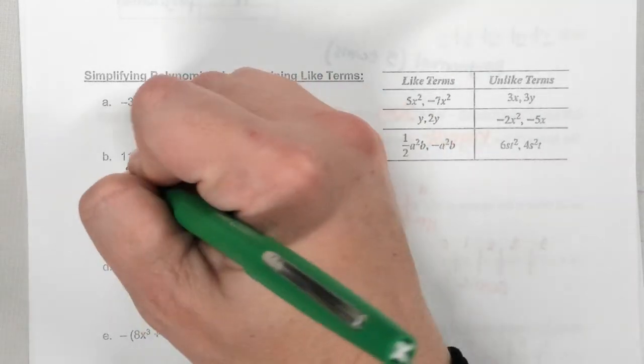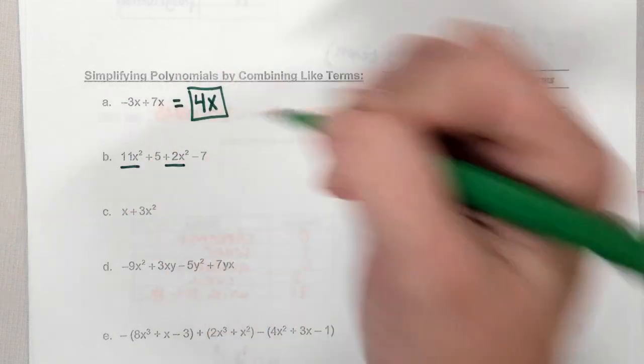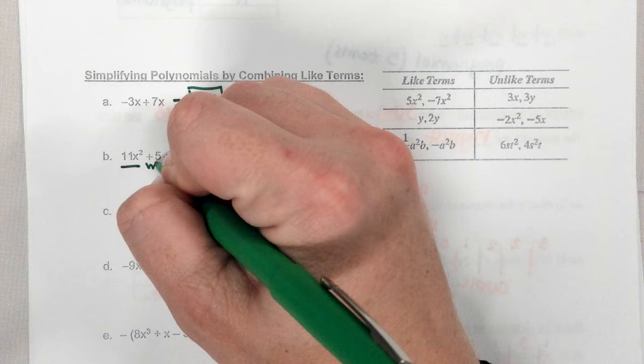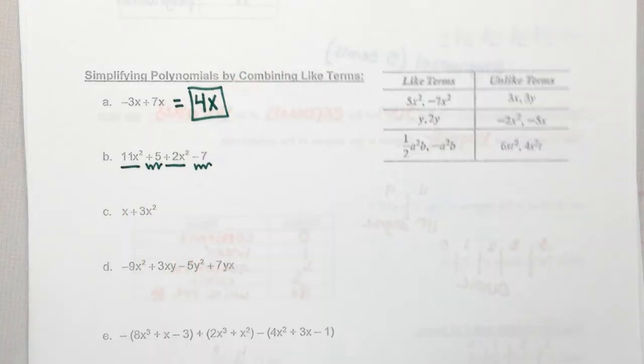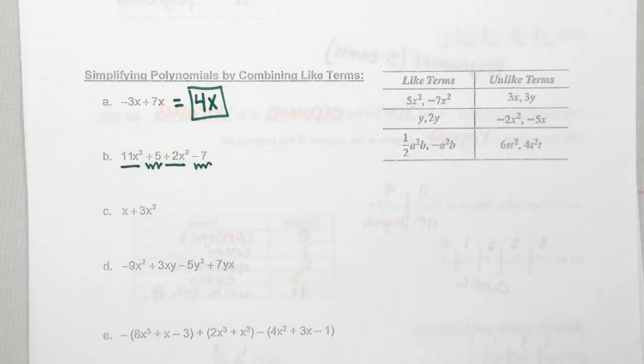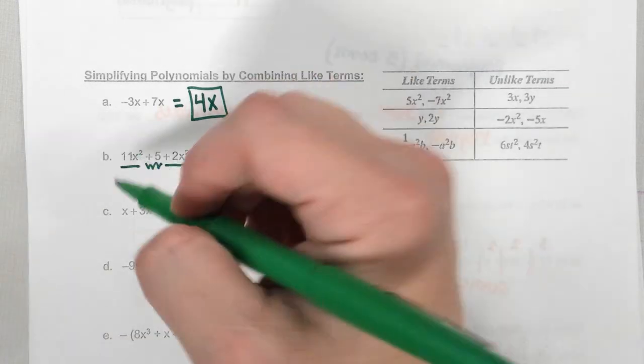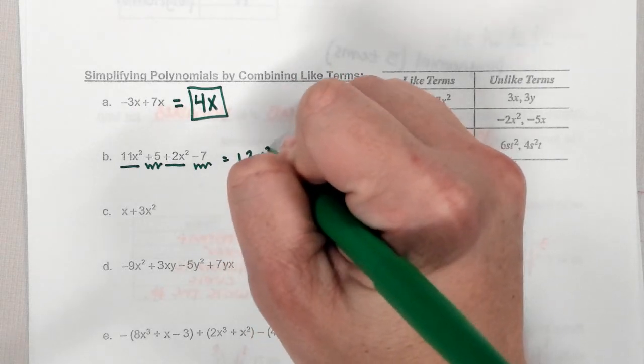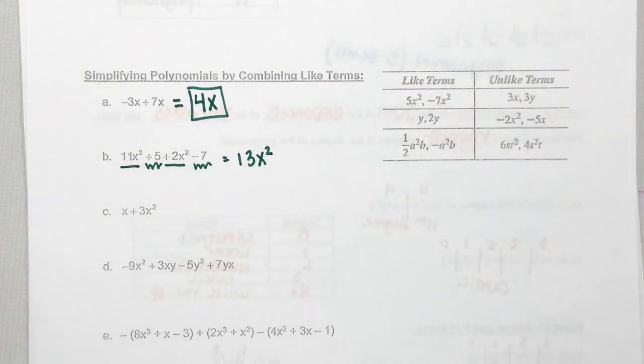Okay, so looking at B, what are your like terms? Yeah, so 11x squared is alike with 2x squared. What else is a like term? 5 and 7. Yeah, positive 5 and negative 7. So we're going to combine our like terms, and we always should start with the highest degree, so we put it in proper order when we're done. So what's 11 plus 2? So we have 13x squared. And then what's 5 minus 7?